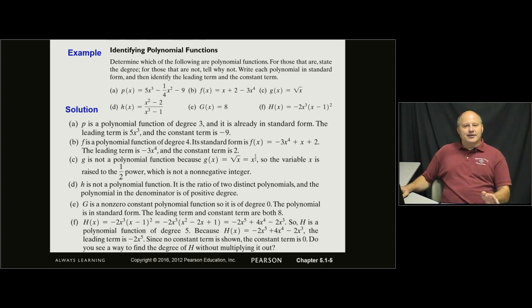So you look at each factor and then add up the degrees. The first factor is negative 2x to the third, that's 3. And when you have x minus 1 squared, when you multiply it out, it'd be x squared, so that's 2, and 2 and 3 is 5. So the degree is 5. Okay? So let's move on.